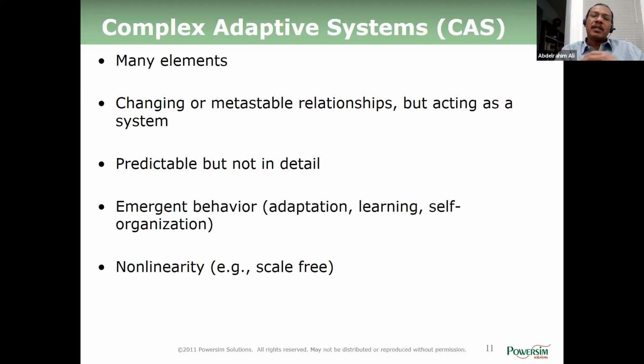The relationships between the parts are changing, and it is predictable somehow, but not in all details. And the most important thing is the emergent behaviors, like adaptation, learning, self-organization. So the dynamic of the system is there. You push it in some place and it will be adapting itself to a new thing. And the other part is non-linearity, what is called scale-free. The relationships are not linear, and usually in natural relationships, they are circular relationships.